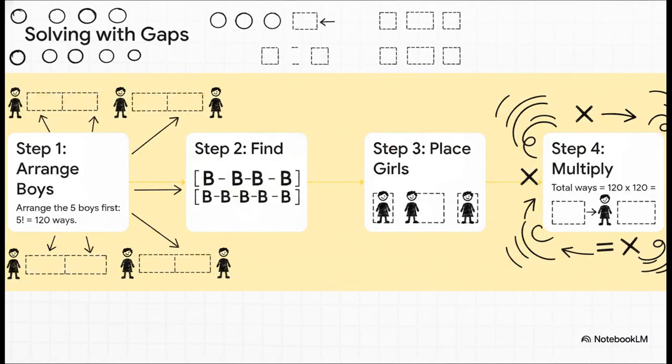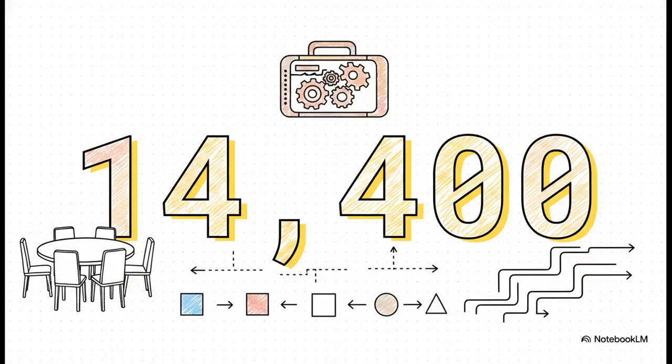First, we seat the boys. This creates these empty slots or gaps between them and at the ends. Then, we simply place the girls into those gaps. That guarantees they'll never sit next to each other. The crucial final step is to multiply the results from each step. And there's our answer, 14,400 possible seating arrangements. See how the toolkit breaks a really tricky problem down into simple, manageable parts?